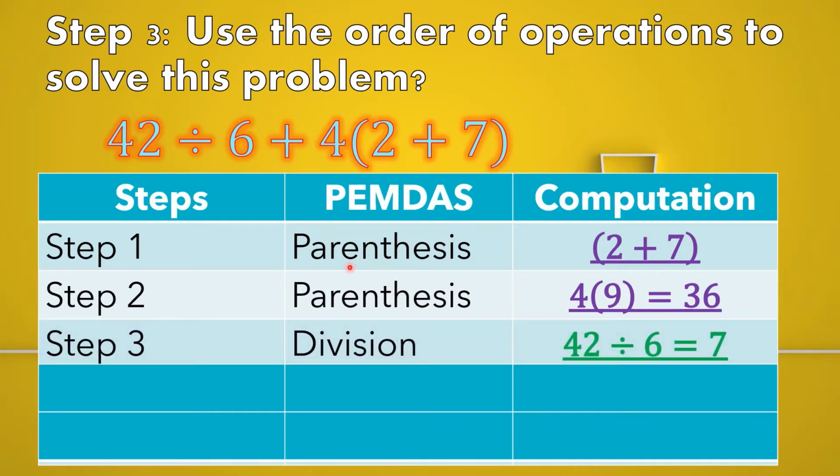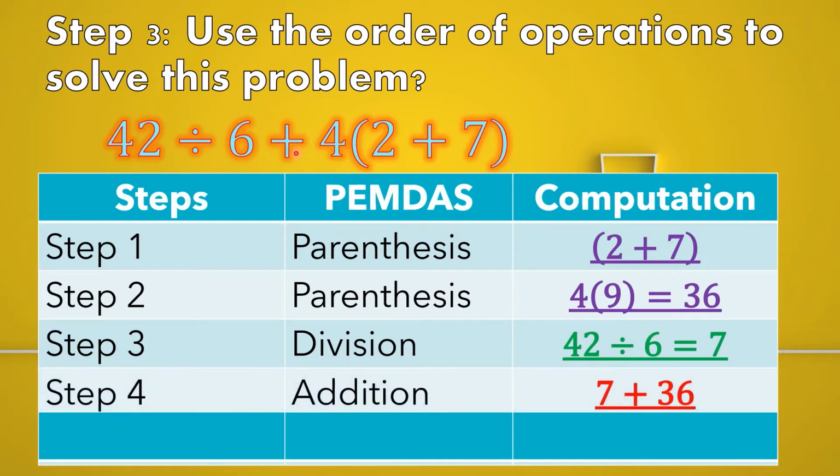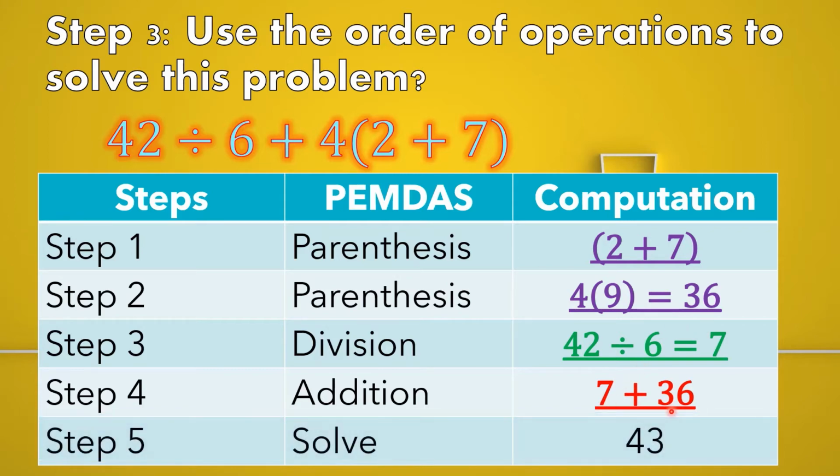Division will come next, going left to right, since we have cleared out all multiplications and parentheses. We have 42 divided by 6, which gives us 7. The next operation we will do, which is step 4, addition. We would end up adding 7 plus 36. I want you to see where we're getting these numbers from and have a good understanding of how we're making our calculations. Now we would add 7 plus 36, which would give us a sum of 43.